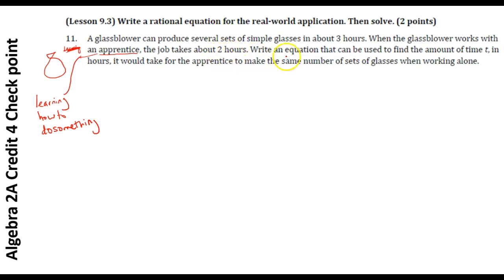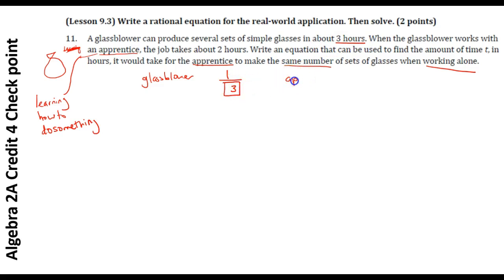Okay. Write an equation that can be used to find the amount of time, because we don't know, for the apprentice to make the same number of sets of glass when working alone. So the first thing is our professional glass blower can probably do one job in about how many hours? Well, that one job would be about 3 hours.